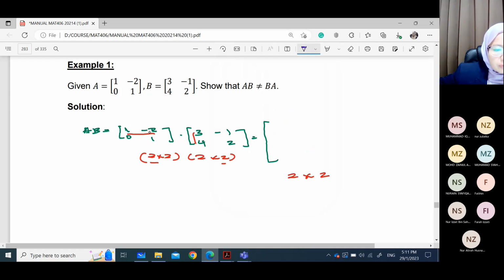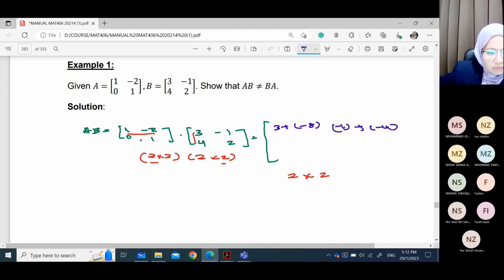So 1 times 1, negative 2 multiply with 3, 4. So we have 1 times 3, we have 3. And then plus with negative 2 times 4, negative 8. Untuk first entry, which is A11. Okay, so next, yang kedua, darabkan dengan ni juga. Okay, this one darabkan 1 times 1, negative 1, plus 1 times 1, negative 1, negative 2 times 2, we have negative 4.